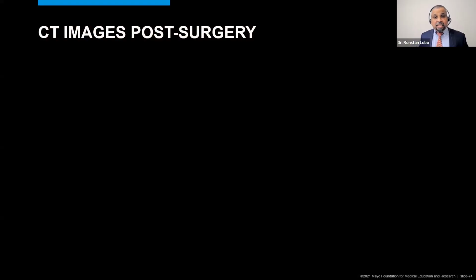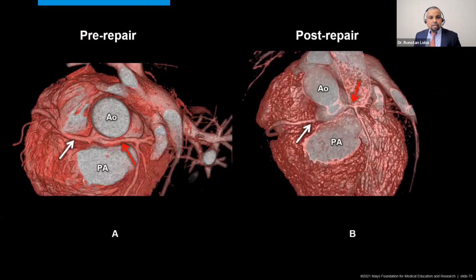So now let's look at the CT images post-surgery. Panel A shows a 3D reconstruction of the CT images with the aorta labeled. The white arrow shows the right coronary artery coming off the right sinus, and the red arrow over here, as you can see, shows the anomalous left coronary artery coming off the right sinus.